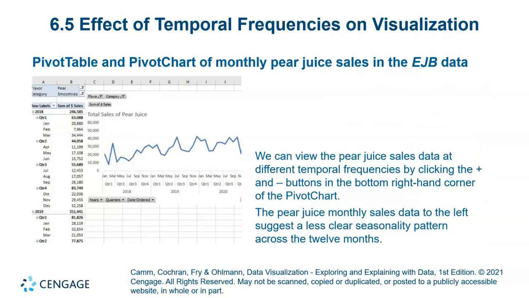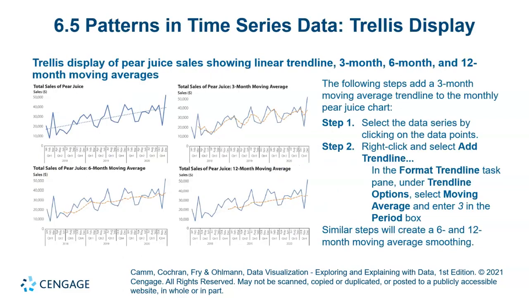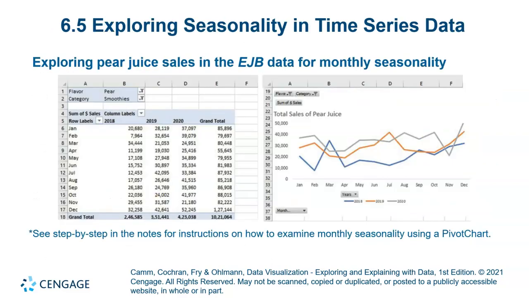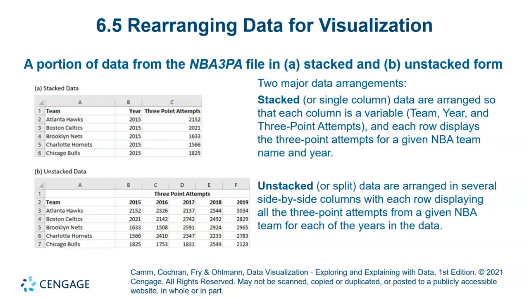These are some more examples with the pivot chart and pivot table together. And this is another example with the trellis display. We can see the seasonality here. You can see the different peaks and different valleys. You can rearrange according to your way.